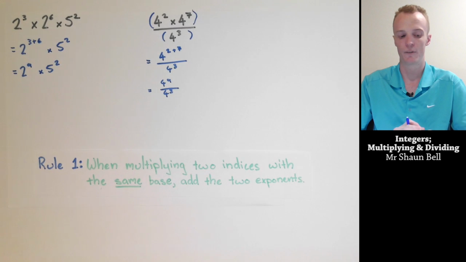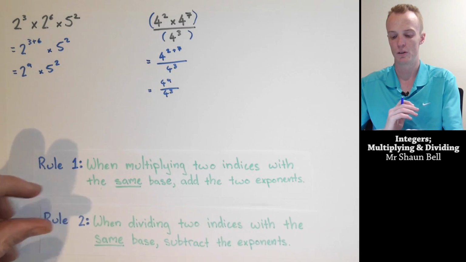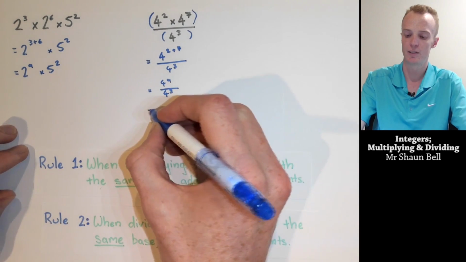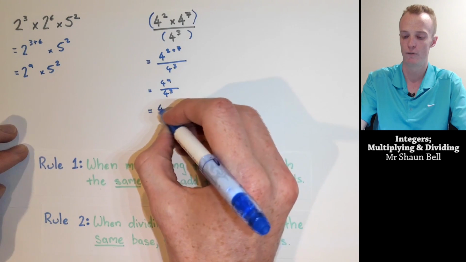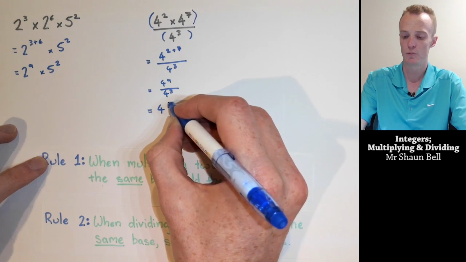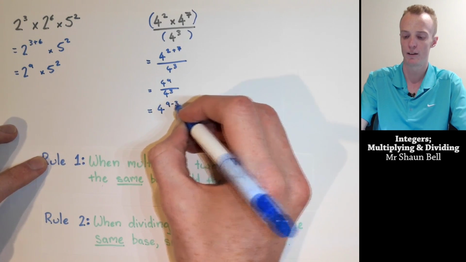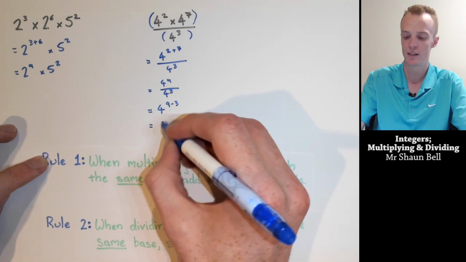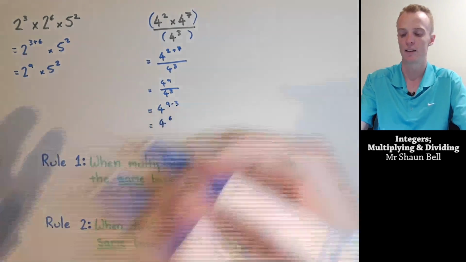Now I've simplified it with the first step, I bring in rule 2 that says when dividing two indices with the same base, we subtract the exponents. So here, this is still going to have the base of 4, however, it's equal to 9 subtract 3 in its exponents. 9 subtract 3 is equal to 6, so our final answer is 4 to the 6th power.